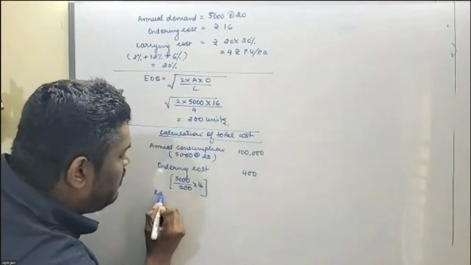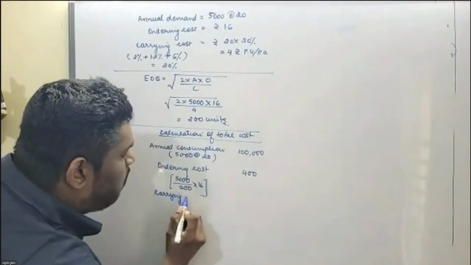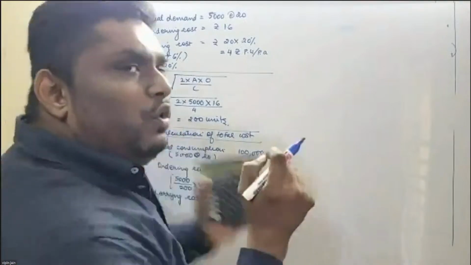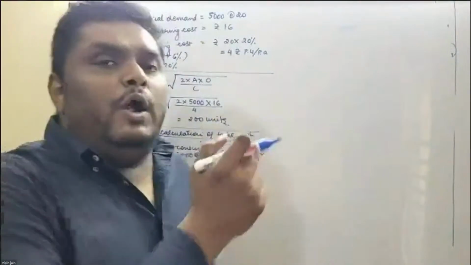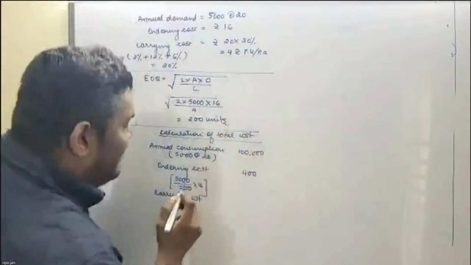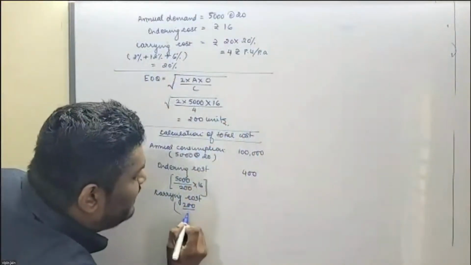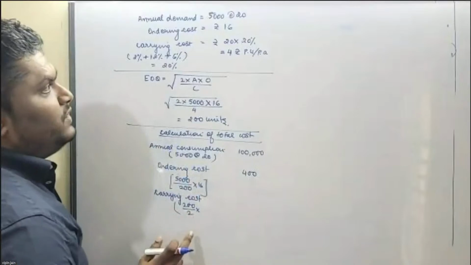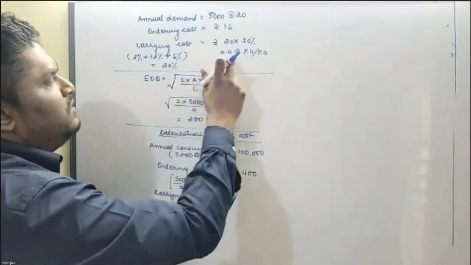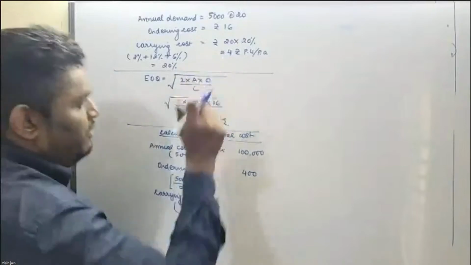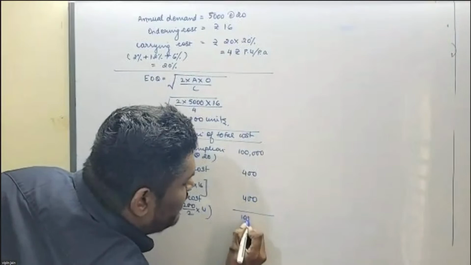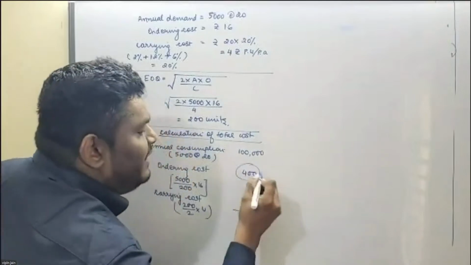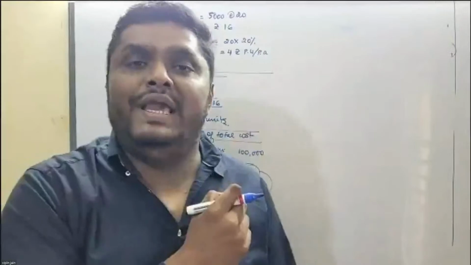When talking about carrying cost, as I told you, carrying cost is always calculated on average inventory. So when talking about inventory, we will place an order of 200 units and will receive 200 units. So the average inventory will be how much? 200 divided by 2. So this will be the average inventory into carrying cost per unit, that is how much? 4. So this will be 400. So the total cost will be 1,00,800. And herein we can see ordering cost is equal to carrying cost.